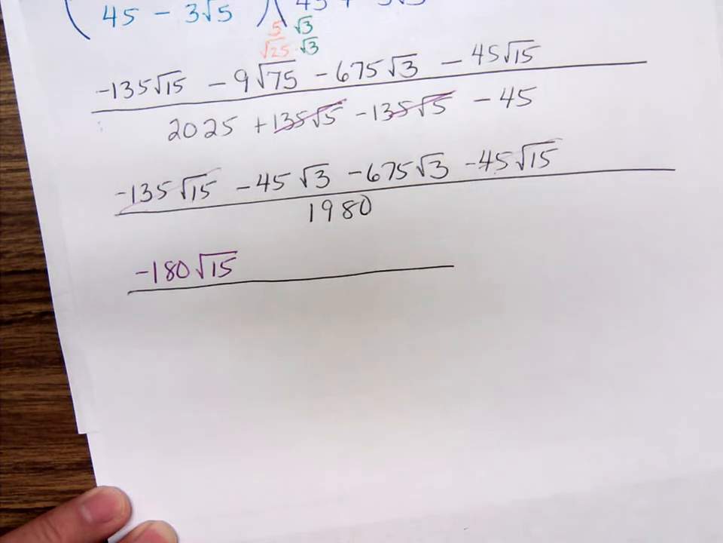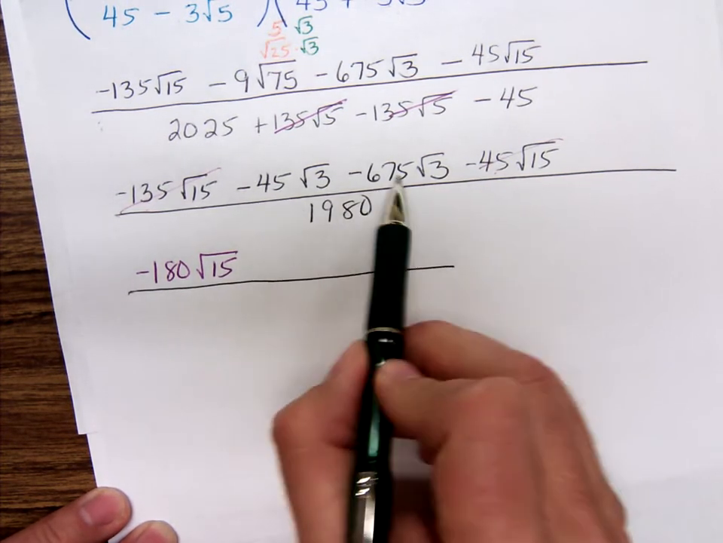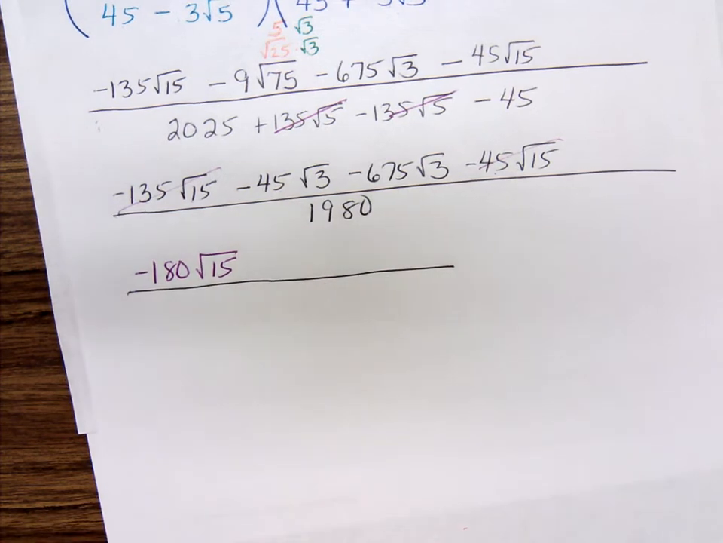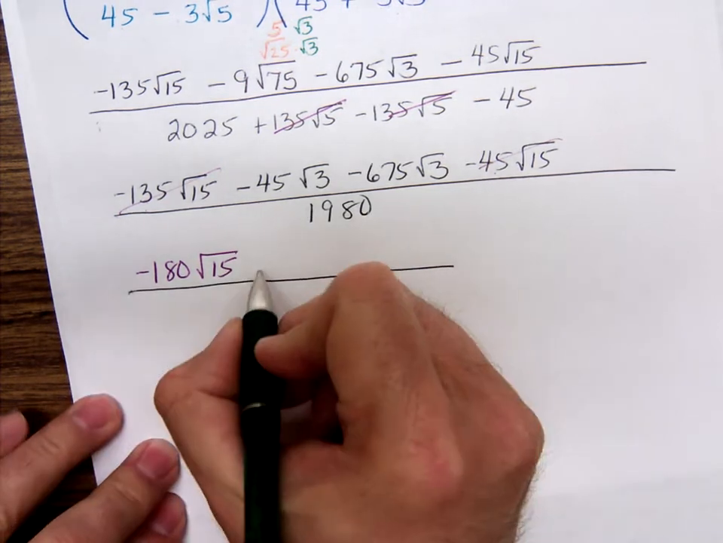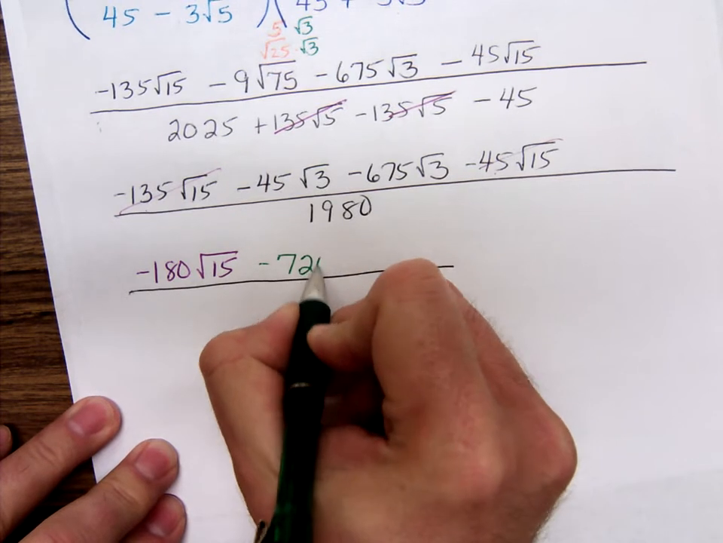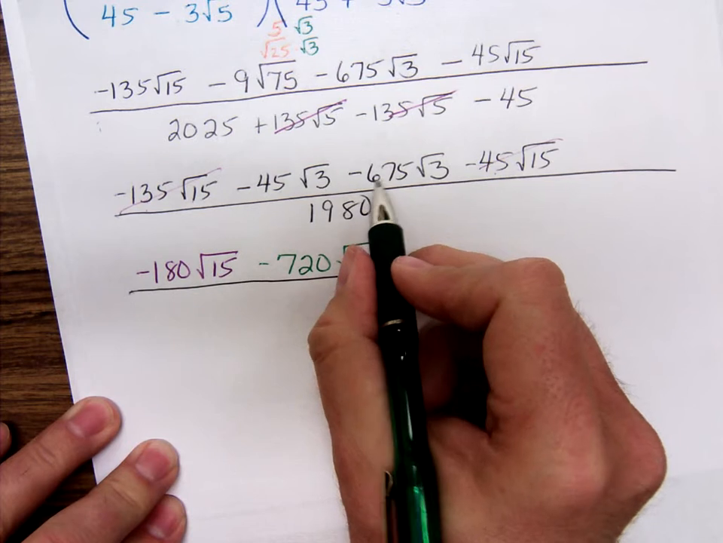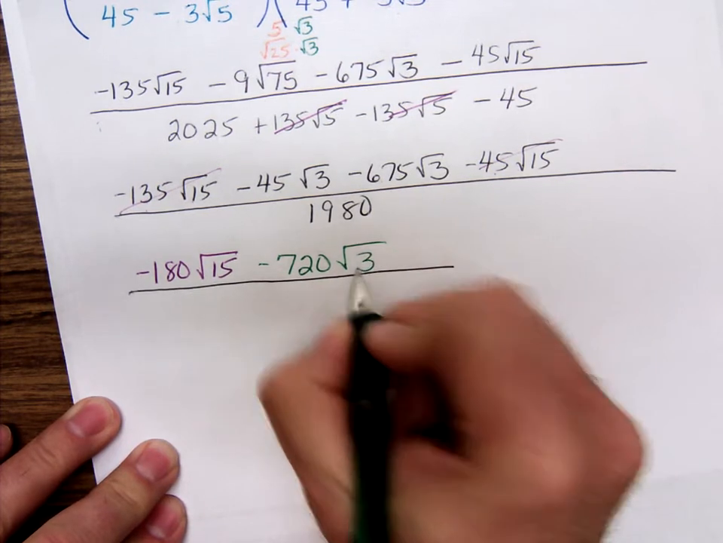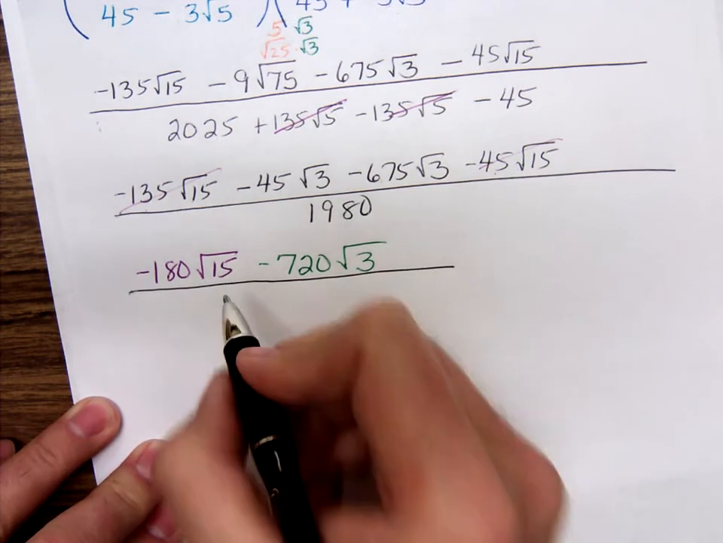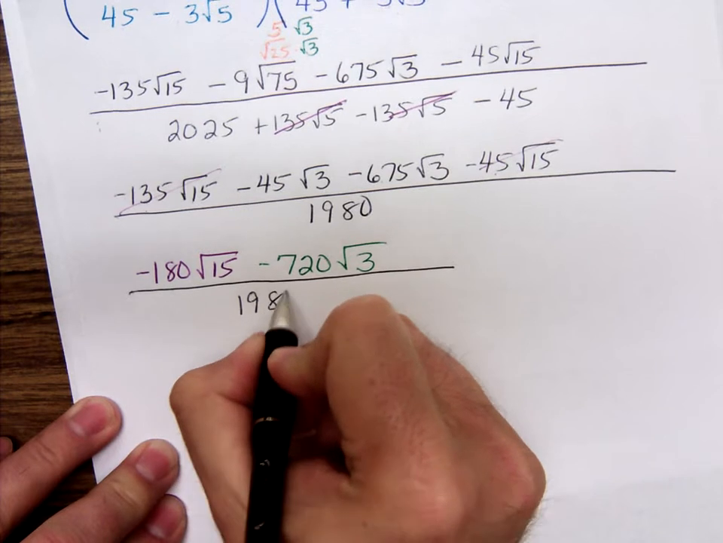Now let's do the square root of 3's. Negative 45 plus a negative 675. Is that a negative 720? Over the, negative 720 square root of 3. Still all over that 1980.